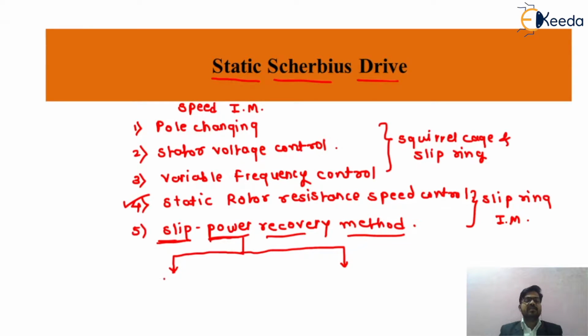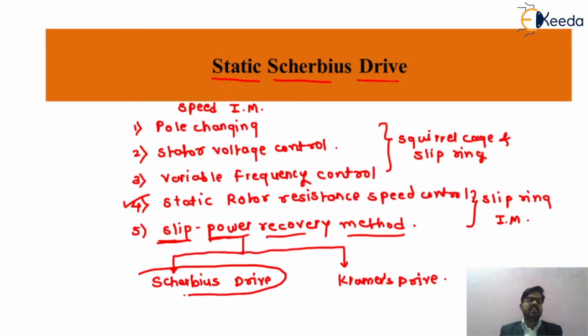The slip power recovery scheme is classified as, first, the static Scherbius drive, and second, the static Kramer's drive. In this video we want to study the first slip power recovery method, the static Scherbius drive. This drive is employed for the speed control of the wound rotor, or slip ring, induction motor, and it provides speed control below the synchronous speed, because of the fundamental concept of the slip power recovery scheme.